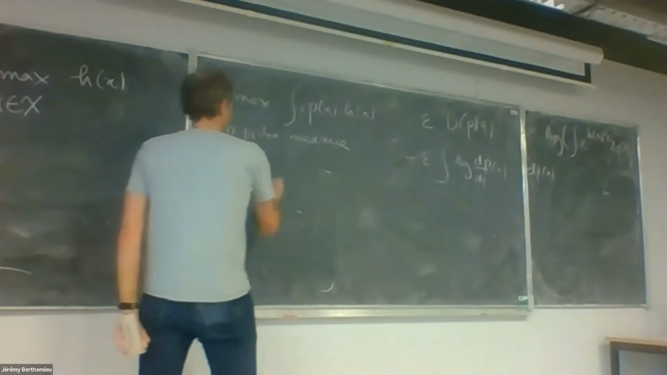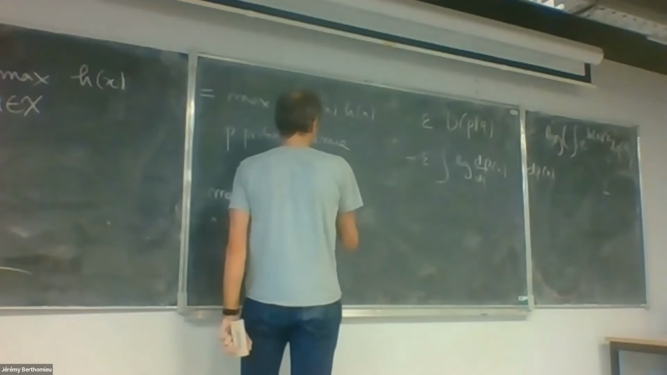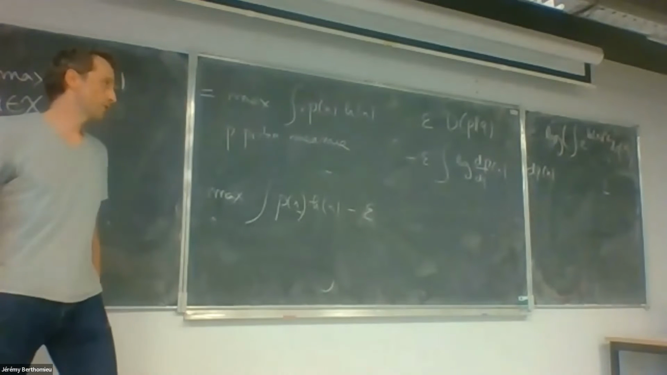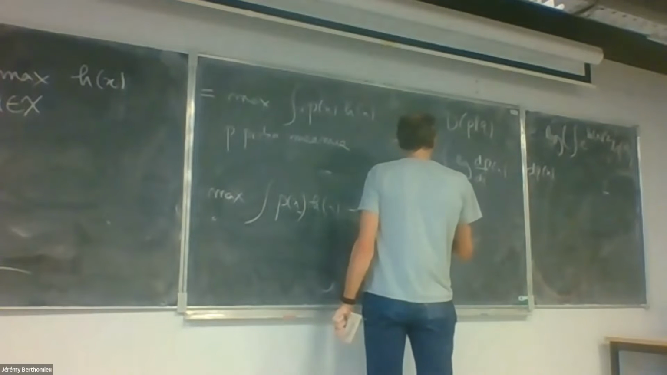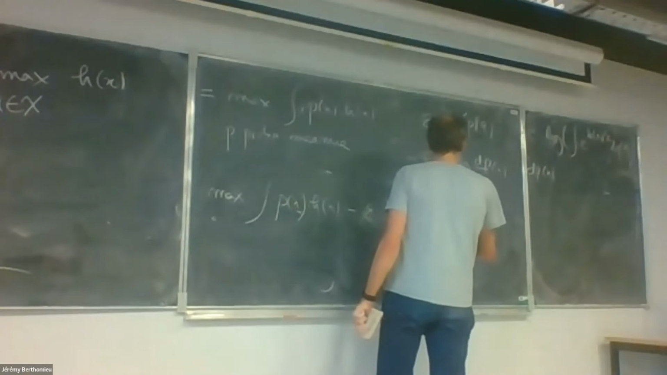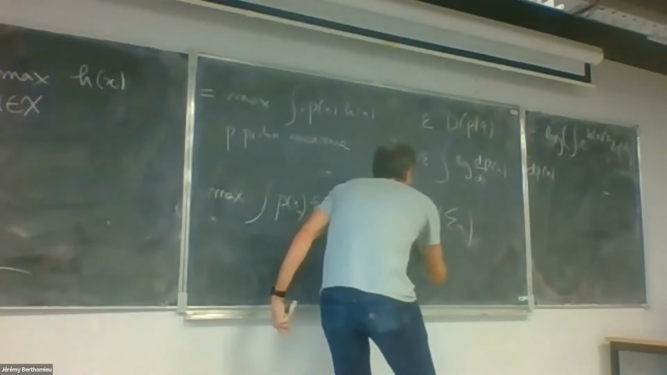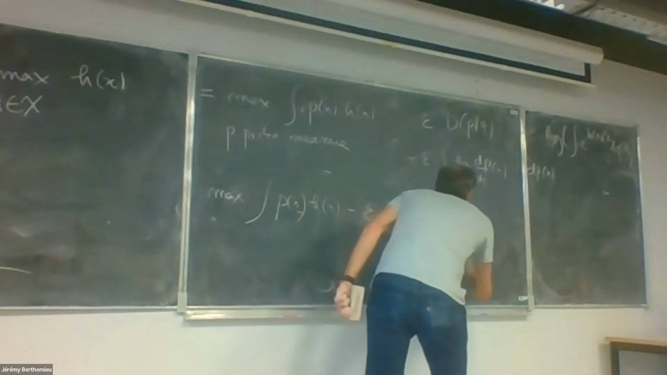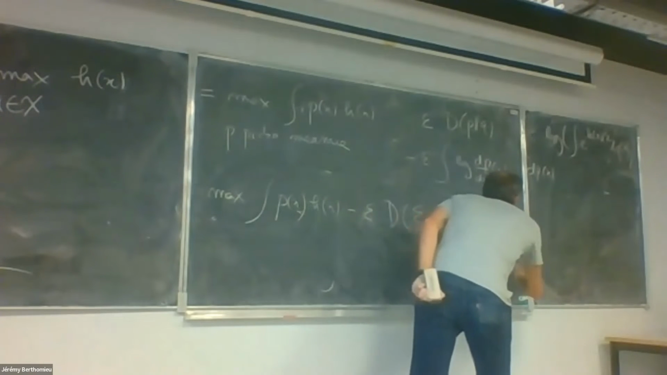We will study the max over p of the integral of p of x, h of x, and we will replace the divergence between p and q by some divergence between sigma p and sigma q. Let me define what sigma p and sigma q are. Sigma p is just the integral of p of x phi of x phi of x star dq of x.